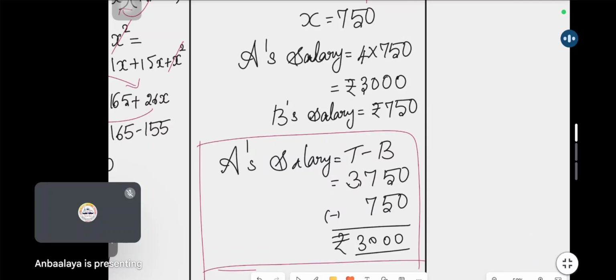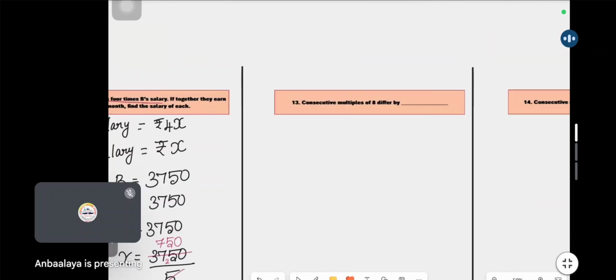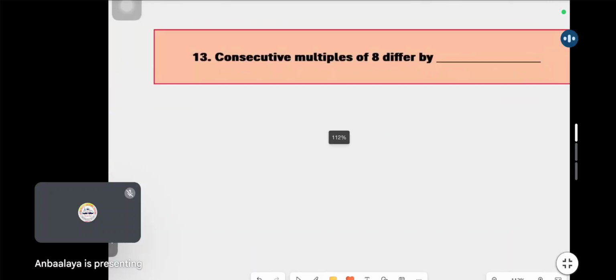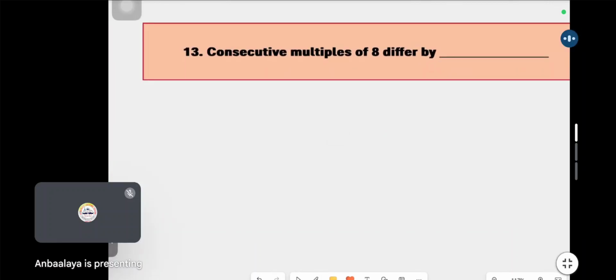Okay, we can go to the next one. It's very simple, a 1 mark question. Consecutive multiples of 8 differ by what? Can you tell me the 8 table? Anyone?